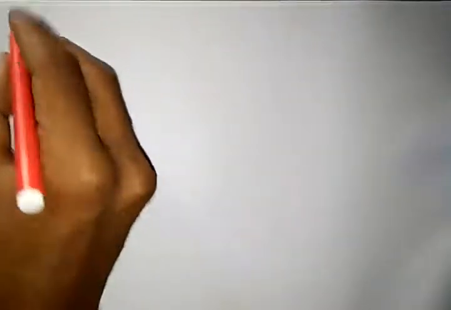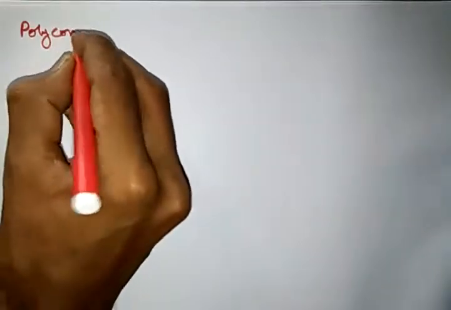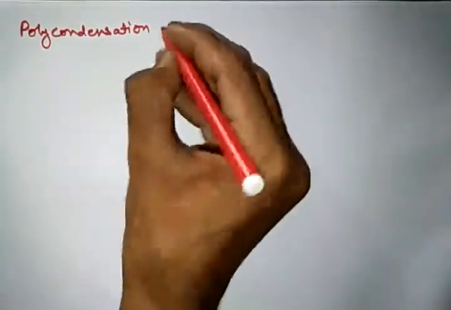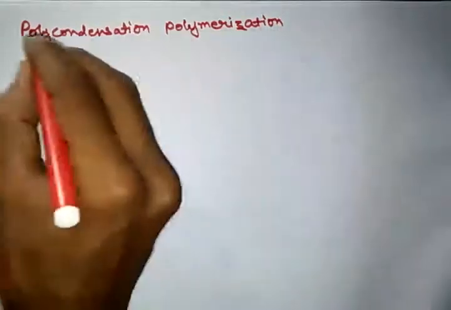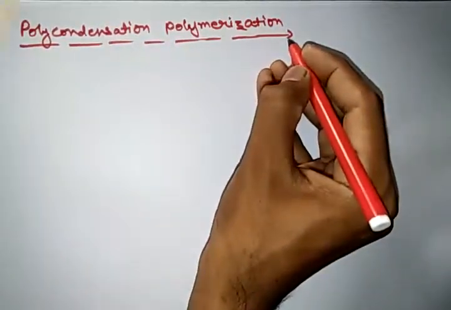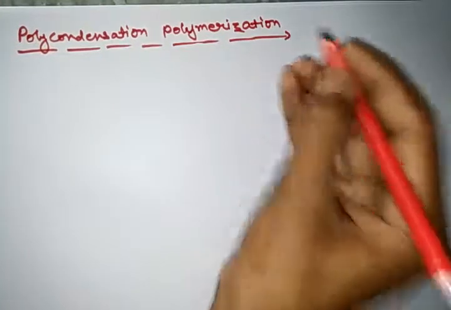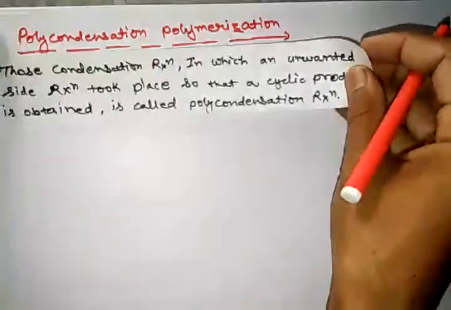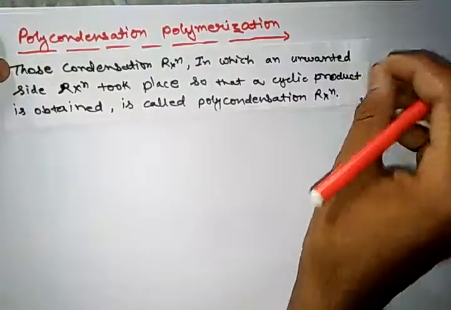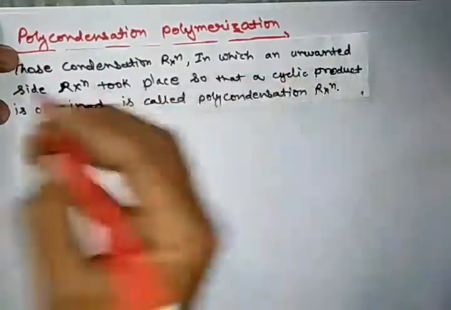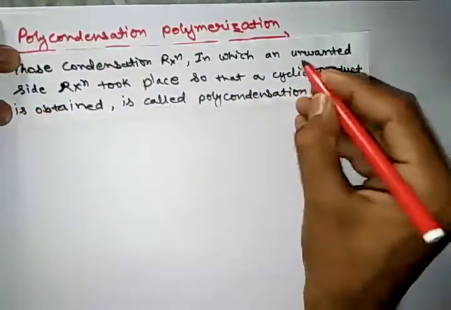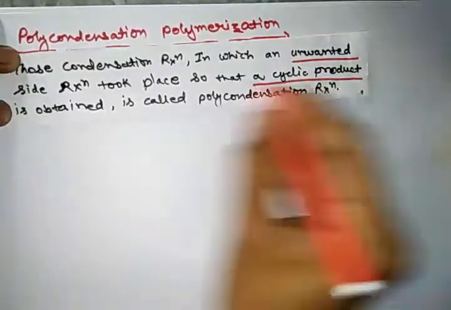The another is polycondensation polymerization. In polycondensation polymerization, those condensation reactions in which an unwanted side reaction takes place so that a cyclic product is obtained is called polycondensation polymerization. A cyclic product is obtained.